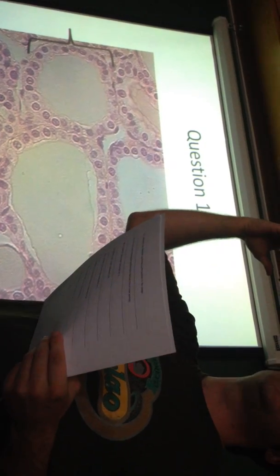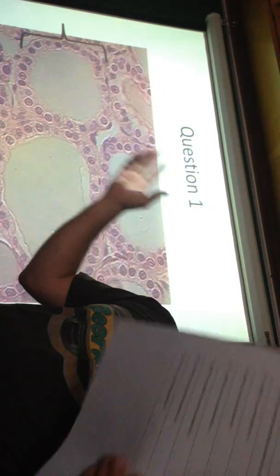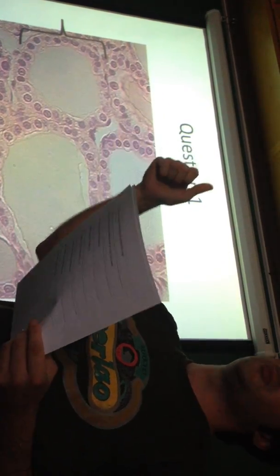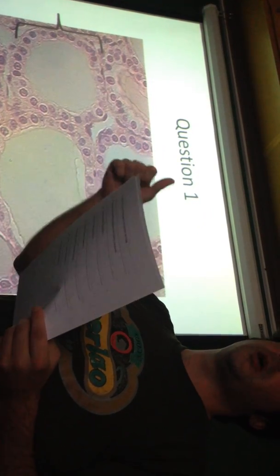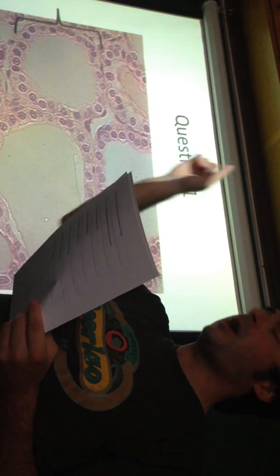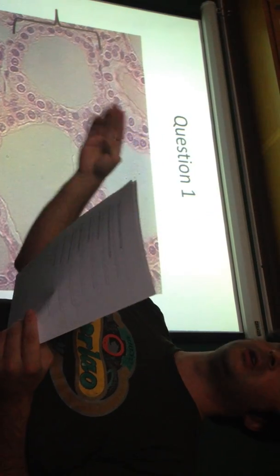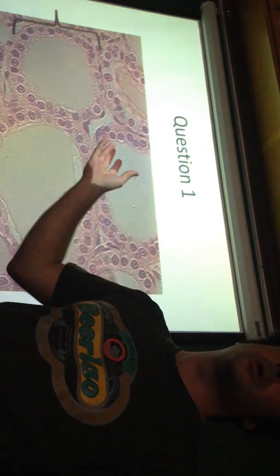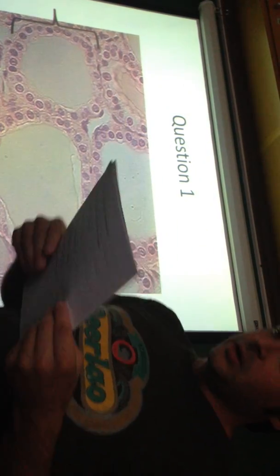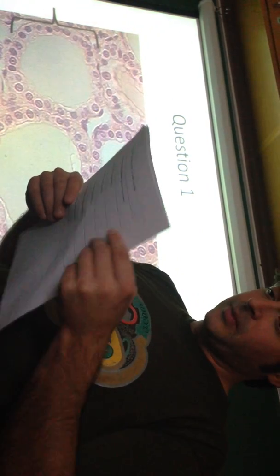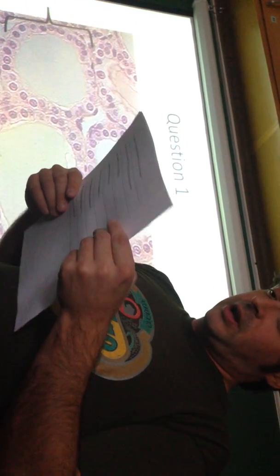And what is the function of thyroid hormone in general? It increases metabolic rate, right? It bumps up metabolic rate. It increases metabolic pathways like glycolytic pathways. It increases the rate at which glucose is broken down. It increases a lot of things. So, everyone good?